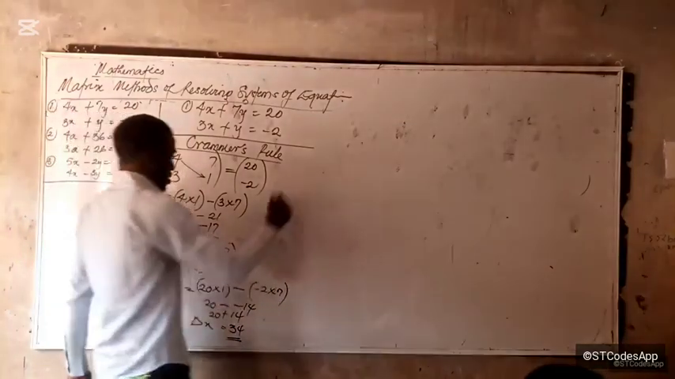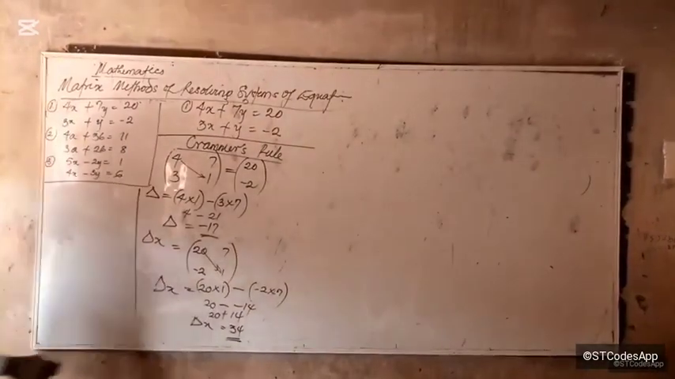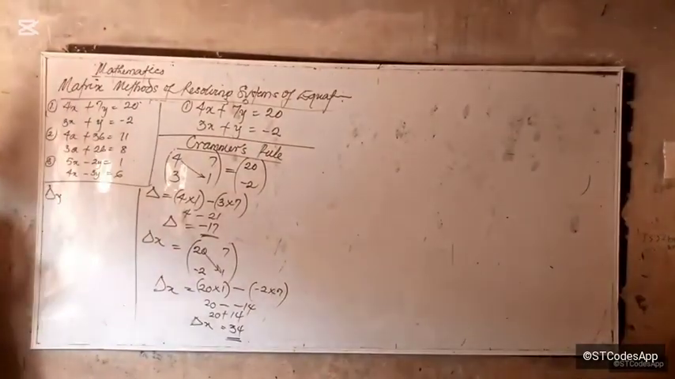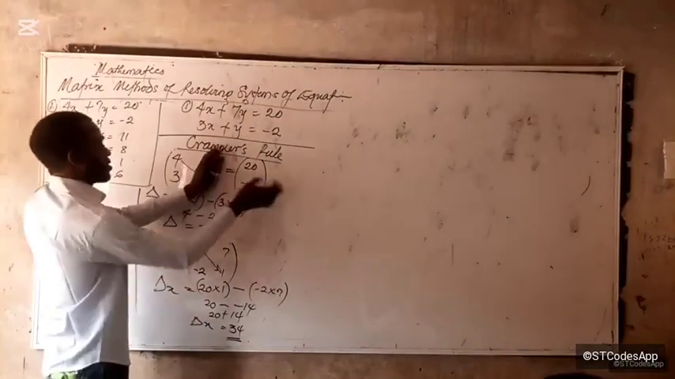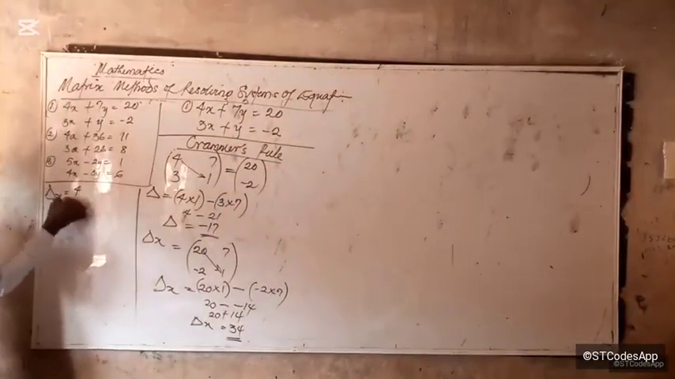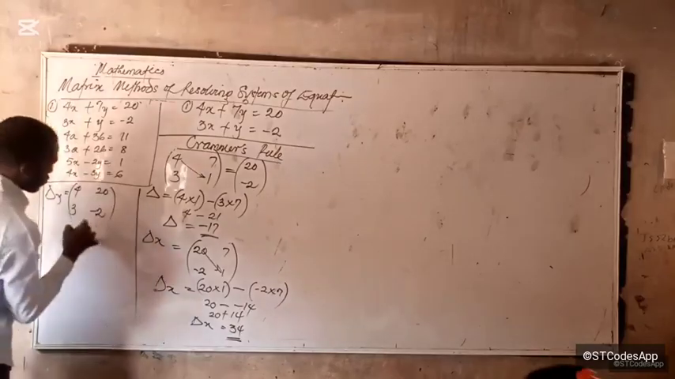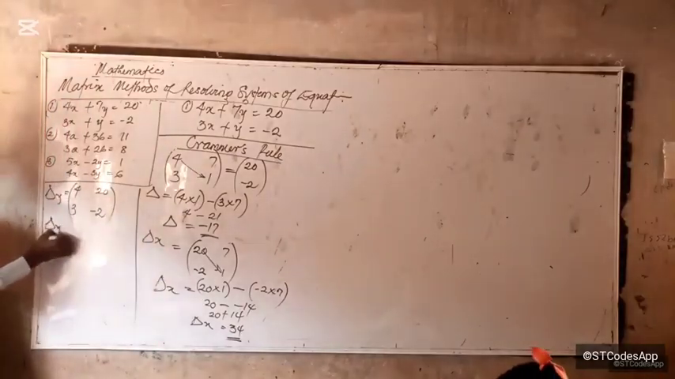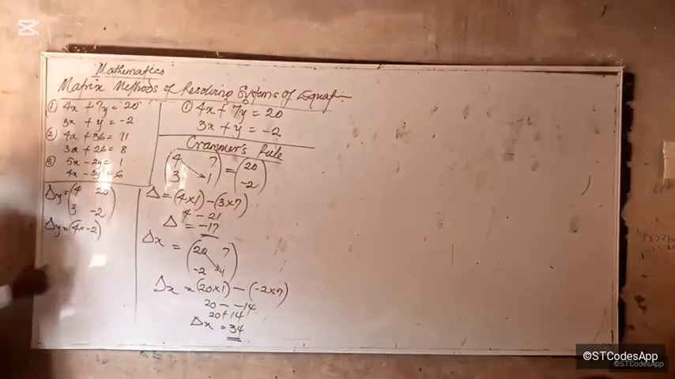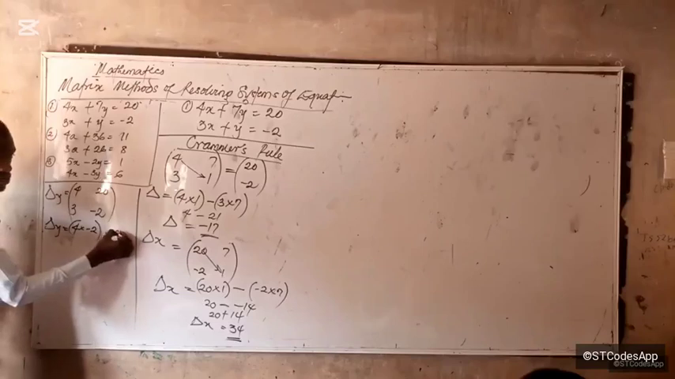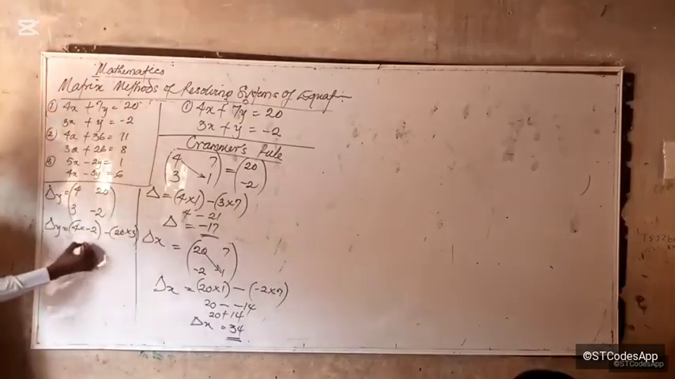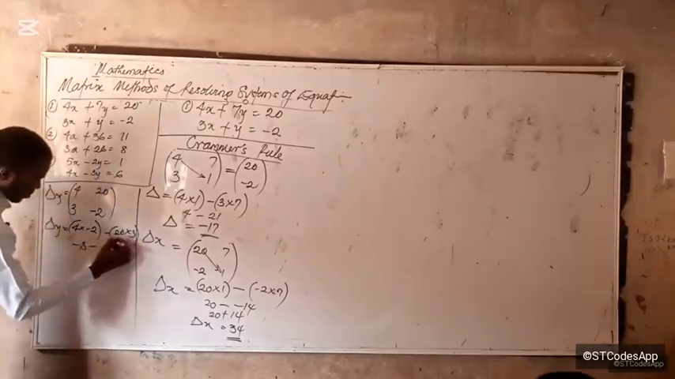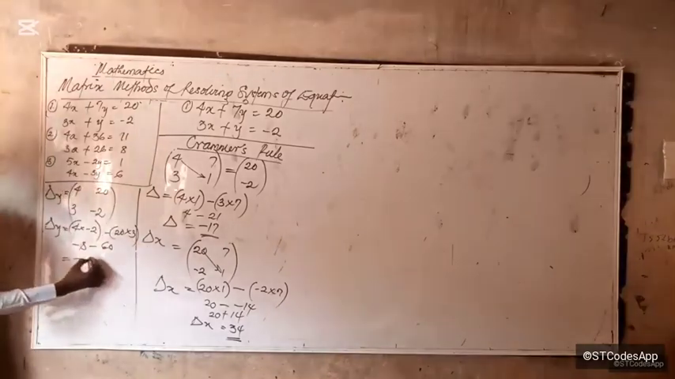Okay, so let's find delta y. The coefficients of y will be covered too. We'll cover this column and replace it by the results. Do you understand? So we have 4, 3, 20, and minus 2. Here, delta y will now be 4 times minus 2, minus 20 times 3. So here, minus 8 minus 60. Okay, so we have minus 68.